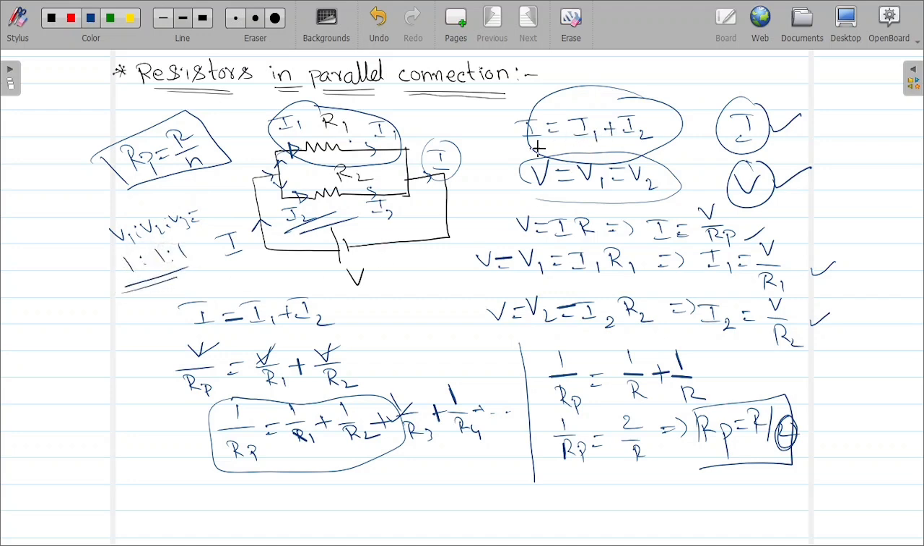Then what about the current? Current is nothing but V by Rp, V by R1, V by R2. So the currents I1 : I2 : I3 will be equal to 1 by R1 : 1 by R2 : 1 by R3. Okay, so this is the ratio of current, sorry, and this is the ratio of resistance. Okay, clear? So this is the one.